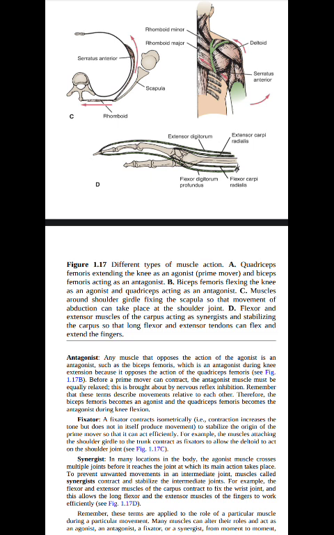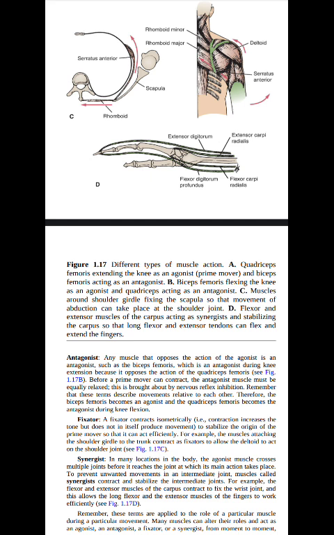Fixator: a fixator contracts isometrically. Contraction increases the tone but does not in itself produce movement. It stabilizes the origin of the prime mover so that it can act effectively. For example, the muscles attaching the shoulder girdle to the trunk contract as fixators to allow the deltoid to act on the shoulder joint.